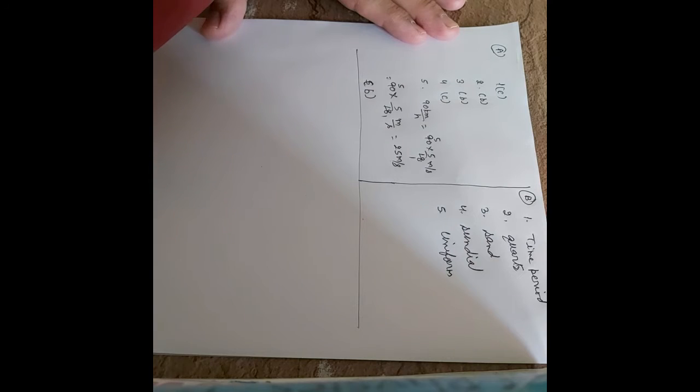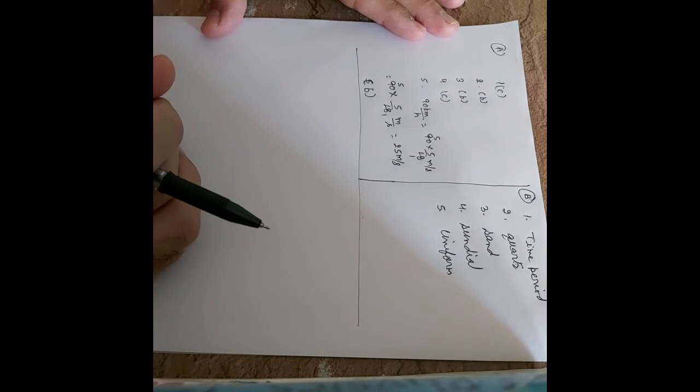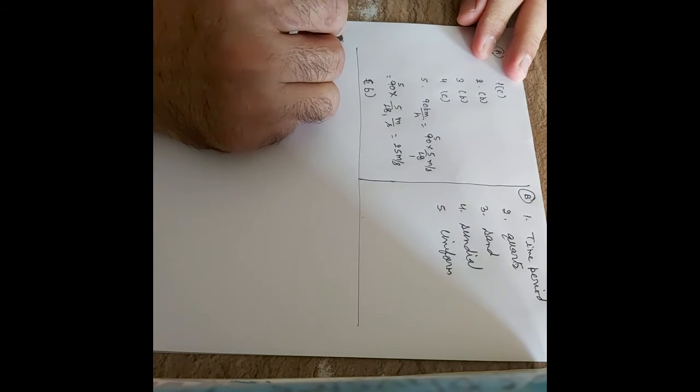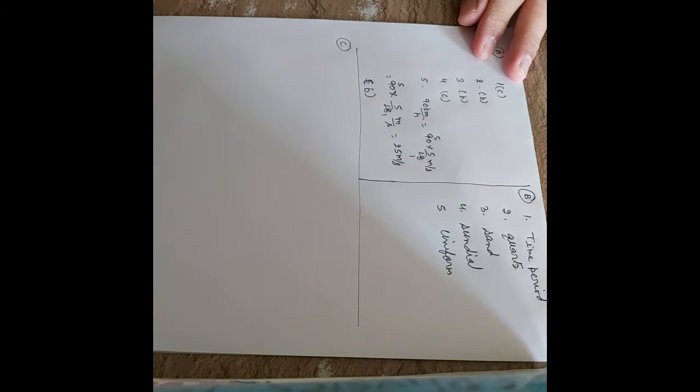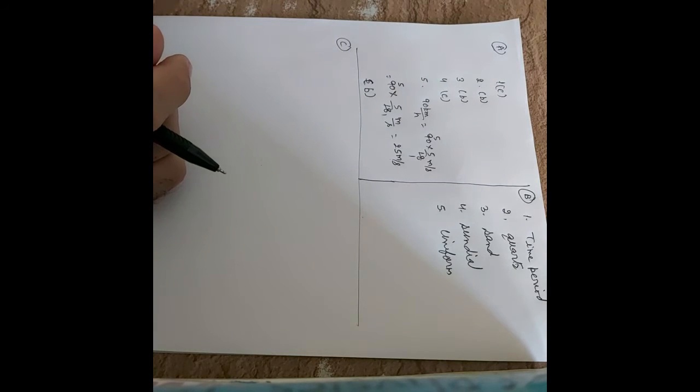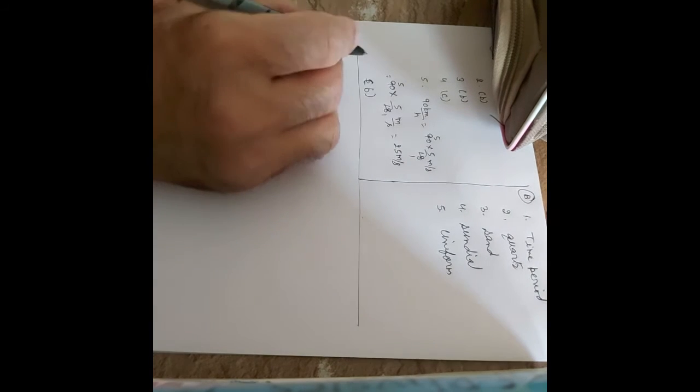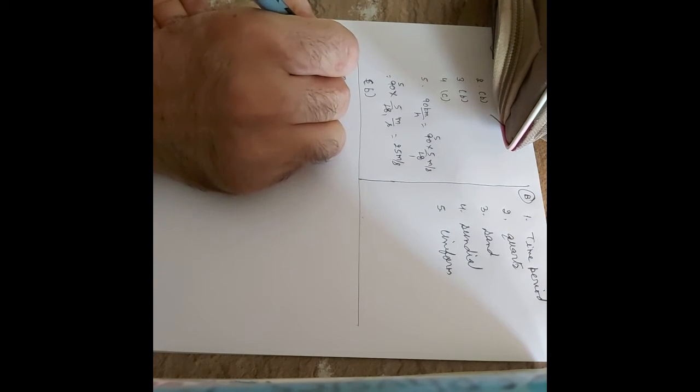Next is match the following. First is C part. Water clock. What is the function of water clock? Yes, can you tell me what is the function of water clock? Can you match it? Water clock measures the time using a regulated flow of water. So 1D.